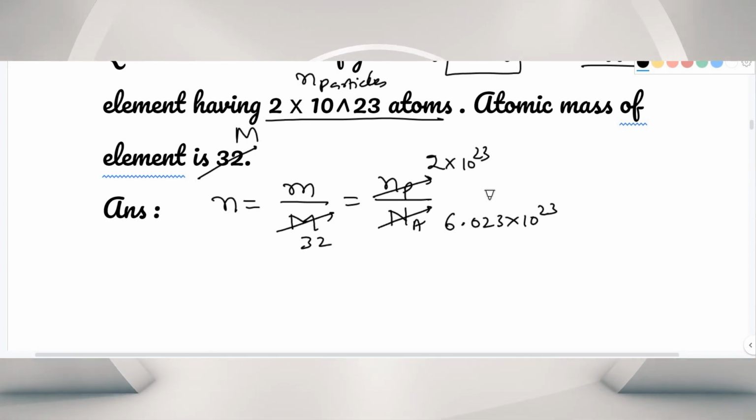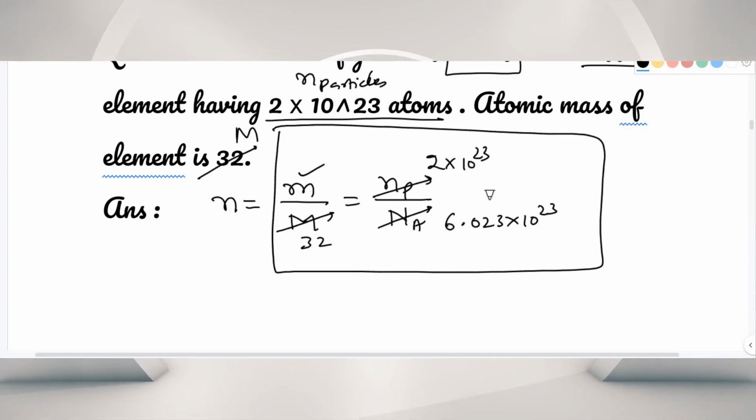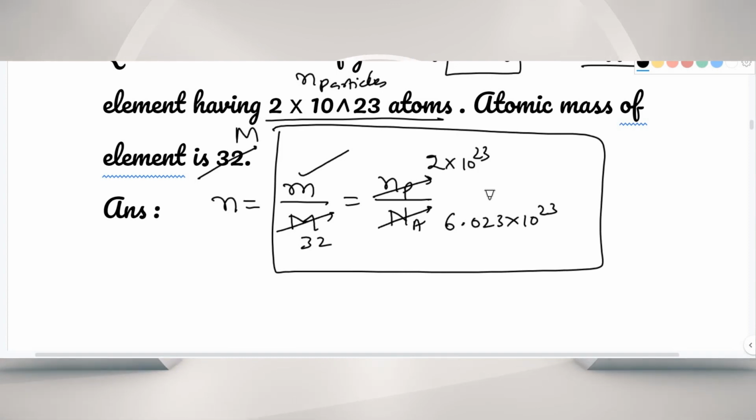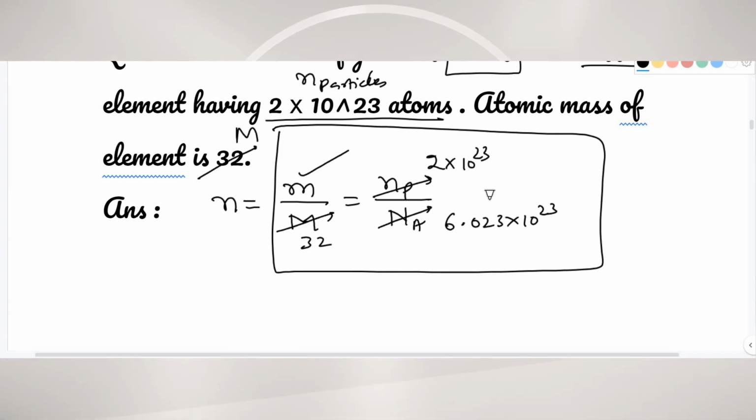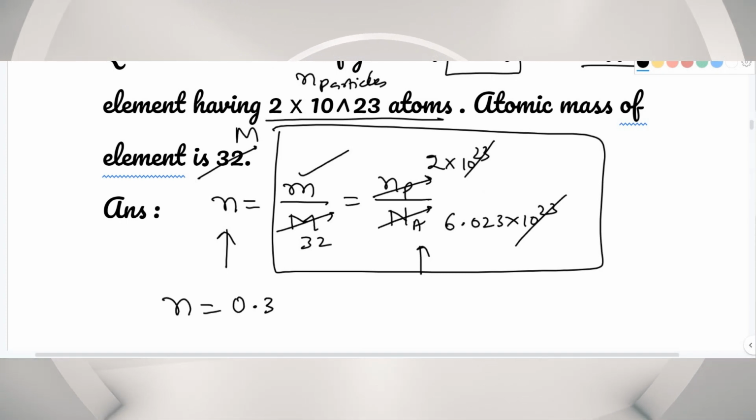You can use this part of the formula to find the mass of 2 into 10 to the power 23 atoms of that object whose molar mass is 32. So first we should find number of moles. That's why I'm using the first part and the last part of the formula. So 10 to the power 23 cancels and you have 2 by 6.023. I take it as 2 by 6, that is 1/3. So number of moles is 1/3, means 0.33 moles. That's the first part of the answer.